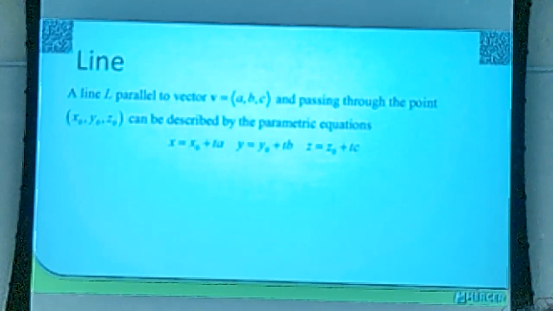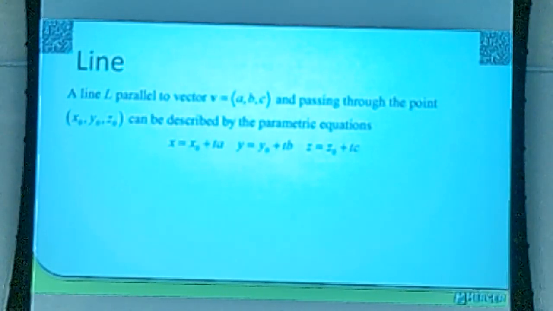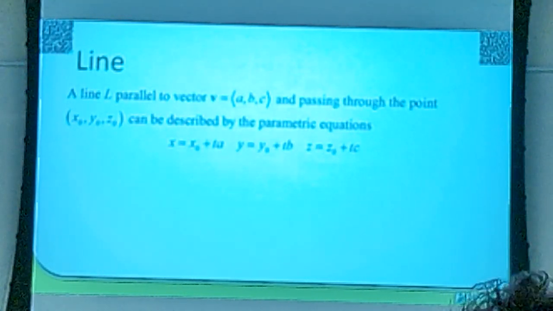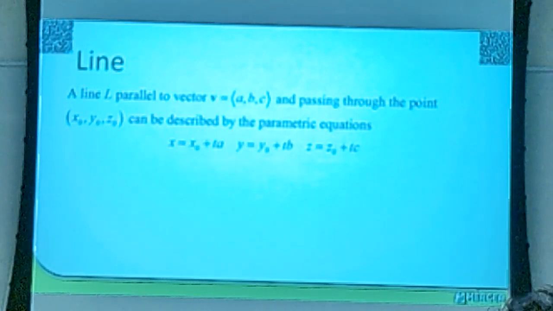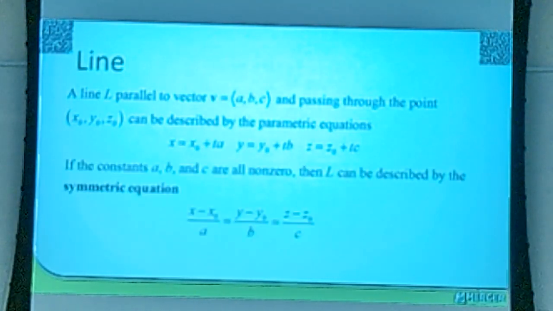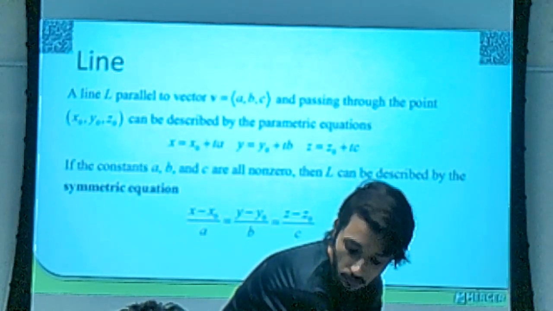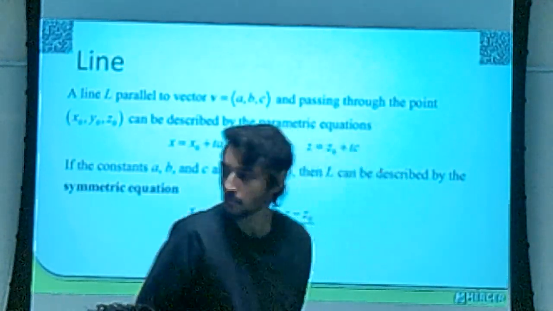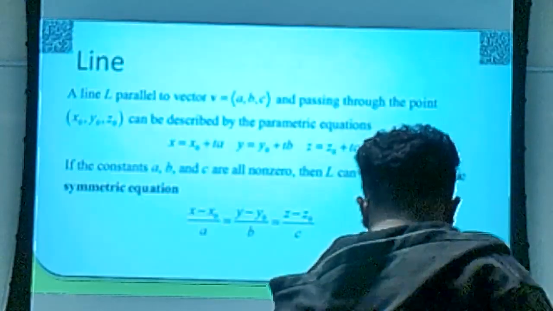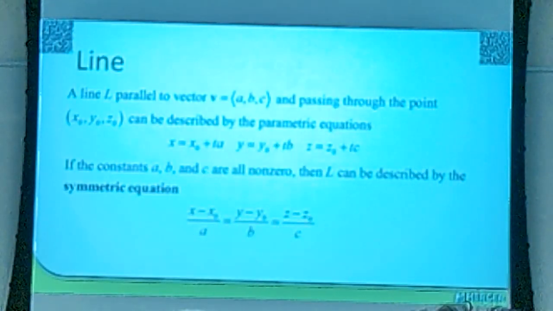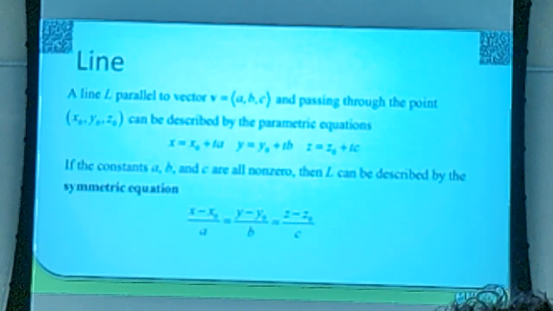Okay, so this is how we write the equation of a line in space. Now you have to have two things. You need a vector that's going to be parallel to it, called the direction vector, and a point the line passes through. As long as your direction vector is not 0, 0, 0, then you have symmetric equations. Just solve for t in each equation.